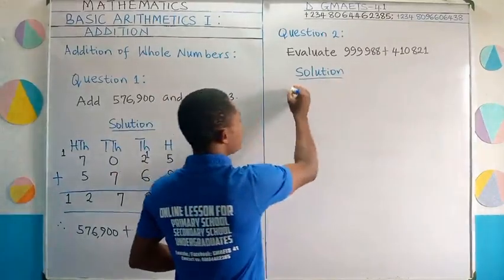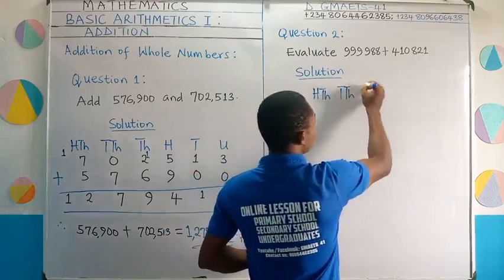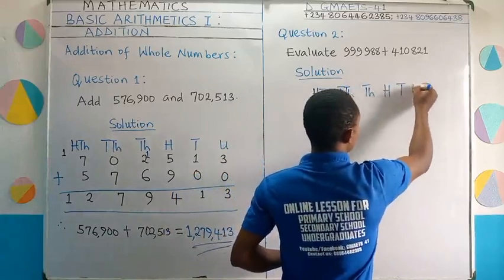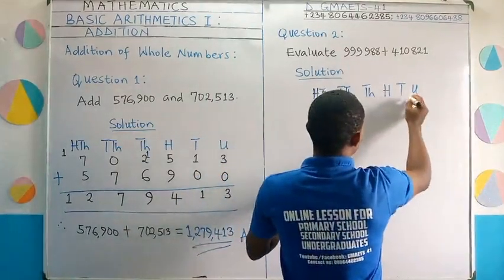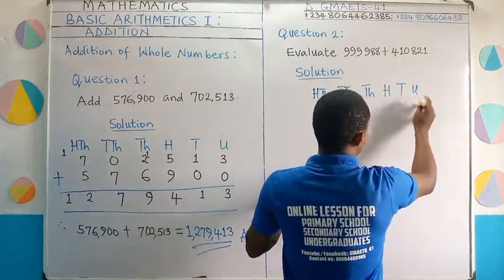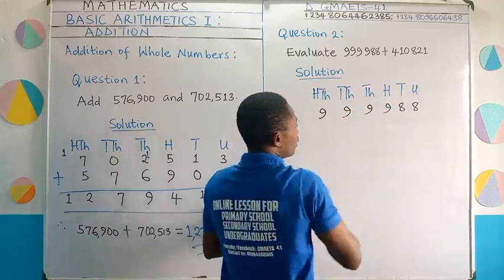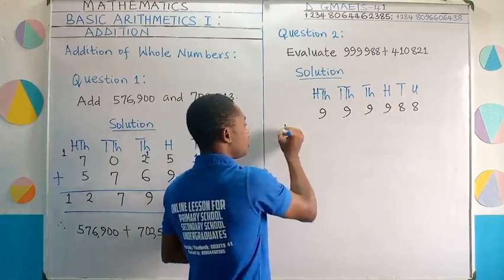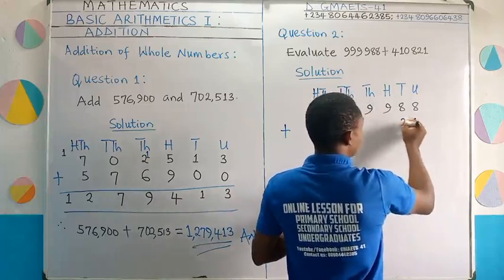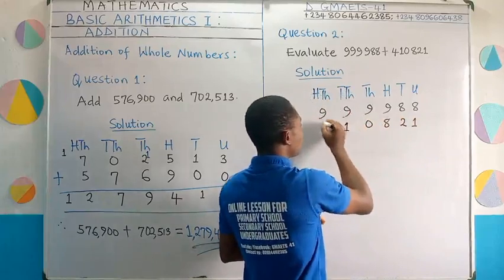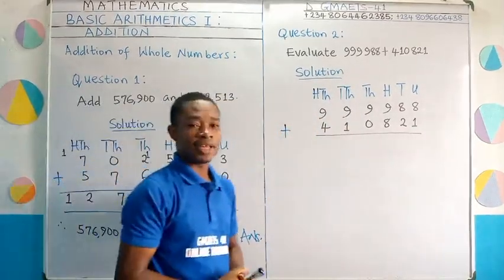Alright, now if you look at this, the highest place value is hundreds of thousands once again. So I'm going to write them out: tens of thousand, hundred, tens, and unit. Then of course I'll fix up the numbers. The highest out of these 2 is 999,988. Starting with the units, I have this. Then I'll fill up as usual, and then plus, I'm adding 410,821. Now this is what we're going to get, and then simply I will proceed to add them, starting with units.